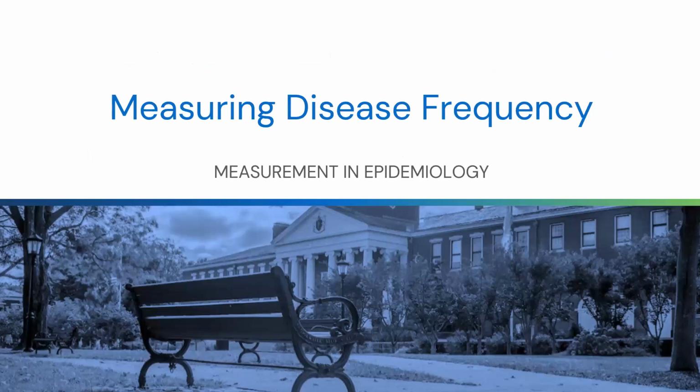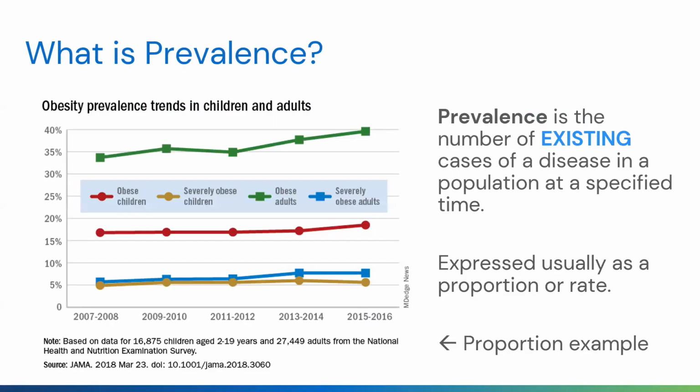All right, so let's move to the first category of measurement, and that is disease frequency. And everyone needs to get this right in epidemiology. The two main ways you can do that are with prevalence and incidence. Now, prevalence. This is the number of existing cases of a disease in a population at a specified time.